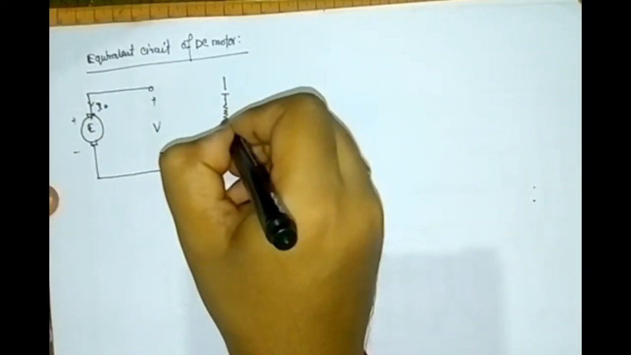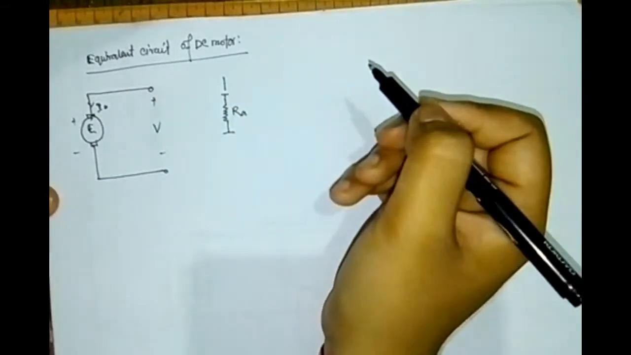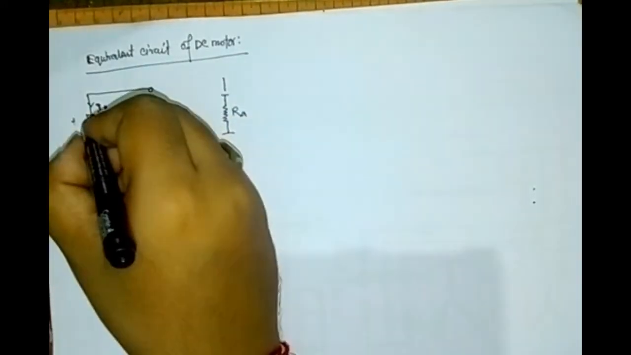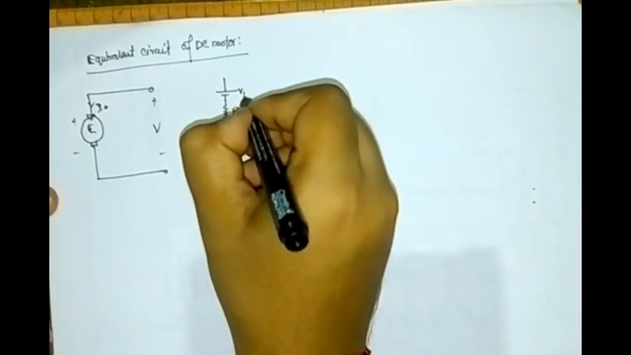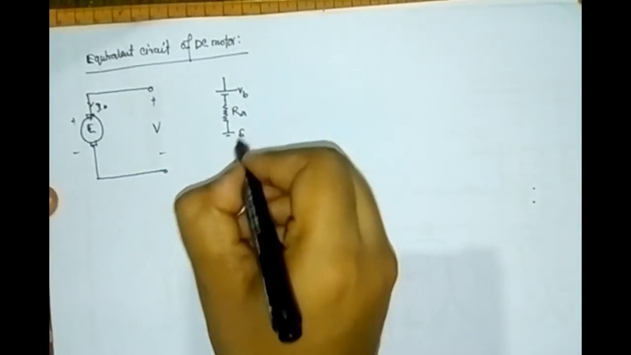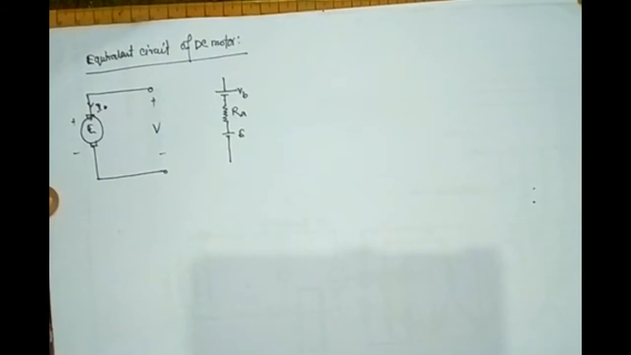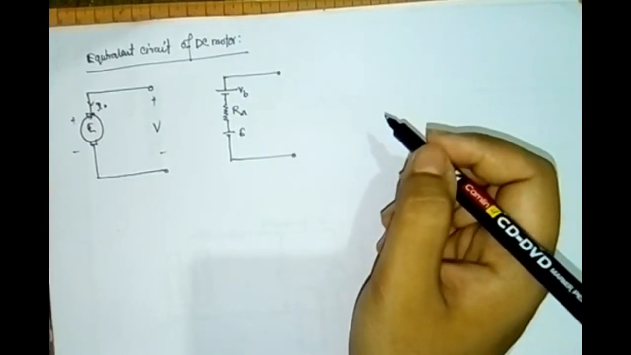So it is consisting of resistance, and it is an armature, so armature resistance. Here some voltage is back EMF, so back EMF is causing some kind of voltage here and some voltage here. That is the equivalent circuit.